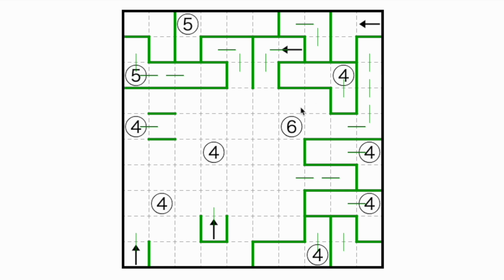If this were a dead end going south, then it couldn't go anywhere. That's just one of the possibilities, though. I think we could still have an L going this way or a dead end going this way, and I don't see a way to know which of those is the truth yet.